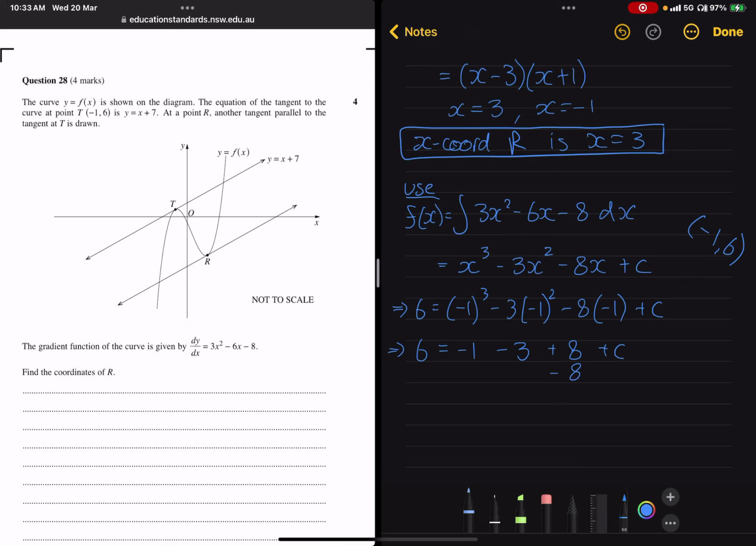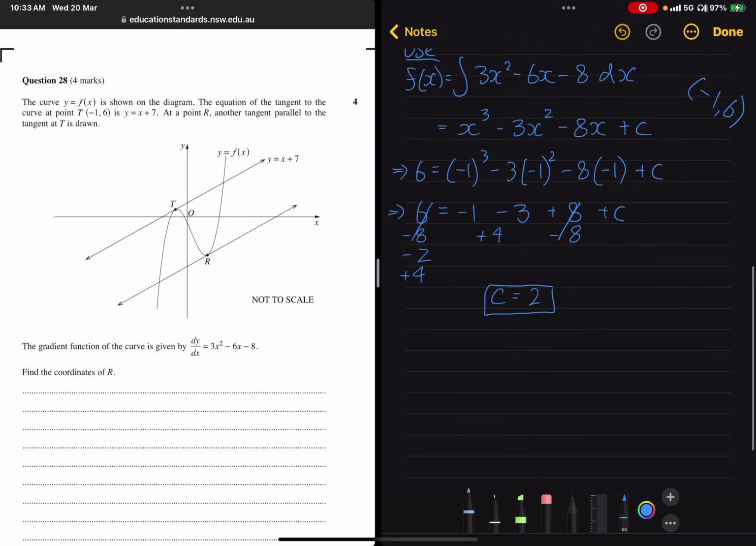Well, if we minus 8 from both sides, this gives us minus 2 over here. If we add 4 to both sides, this gives us c is equal to 2. So we've now found an equation for the function. So this implies that the function of x, this curve, actually is x cubed minus 3x squared minus 8x.